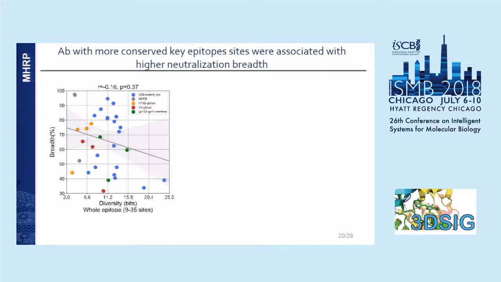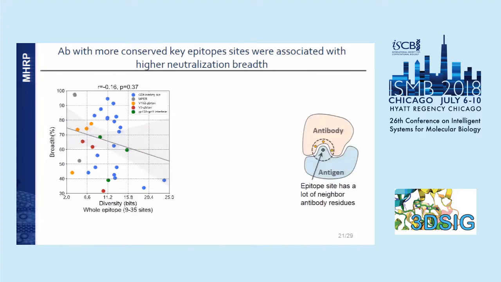How about the surface patch? Because we defined the diversity, we can define the diversity of the whole surface patch. Here the x-axis is the diversity defined for the whole epitope, which has 9 to 35 epitope sites for different antibodies, and the y-axis is neutralization breadth. We can see there's no significant correlation between the diversity and the neutralization breadth. So this is very interesting.